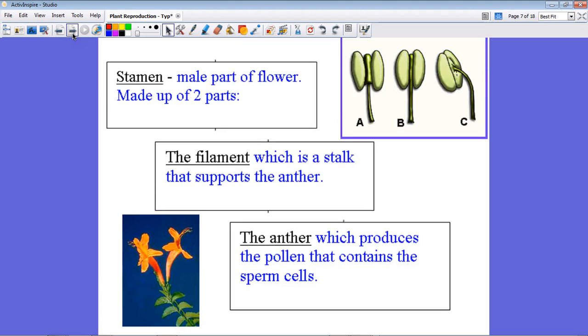Let's look at the male part. The male part of the flower is called the stamen, and it has two parts. It has a filament, and then it also has an anther. The filament is this stalk, and the anther is at the top of that, and that's what produces the pollen. And the pollen is what contains the sperm cells. Okay, so the filament holds the anther up, and the sperm is produced inside those pollen cells.